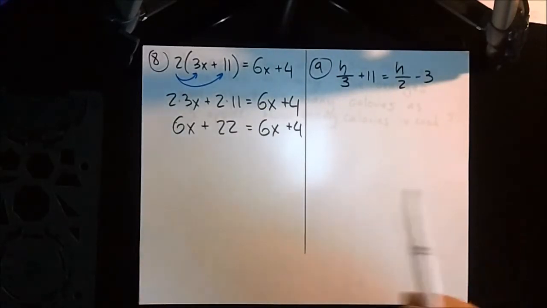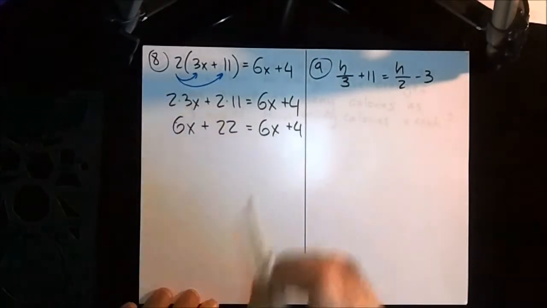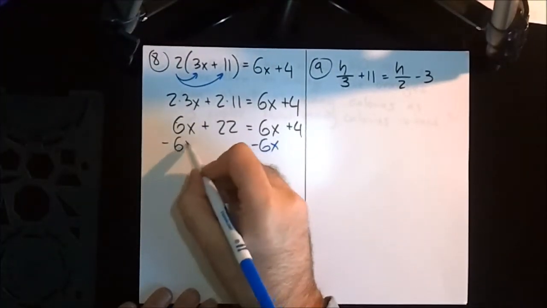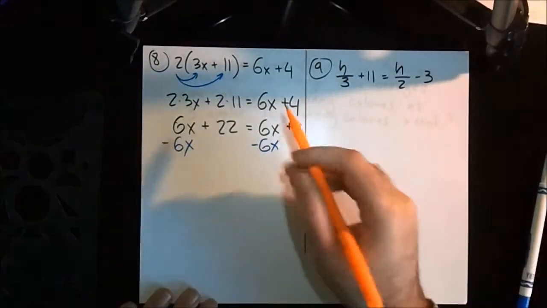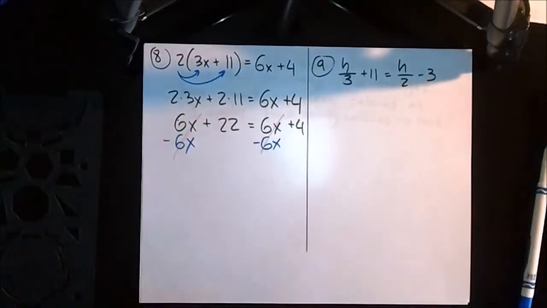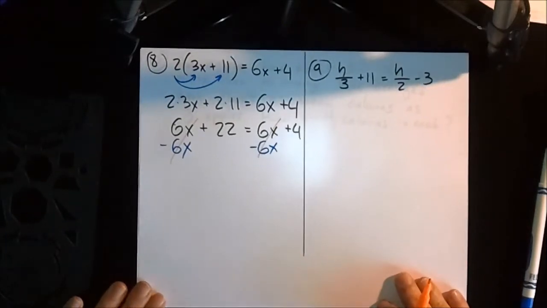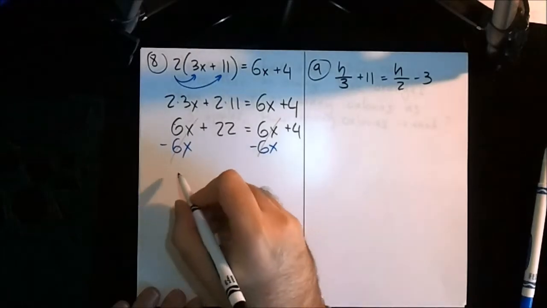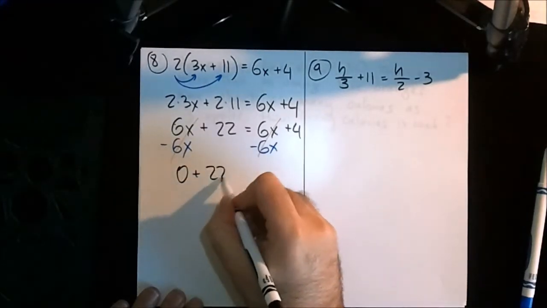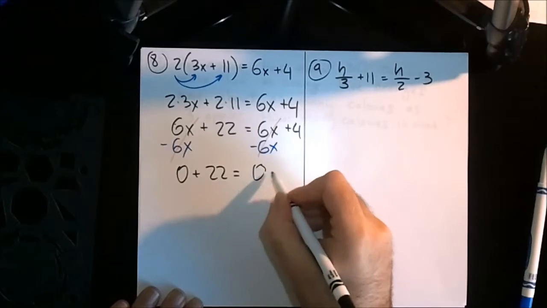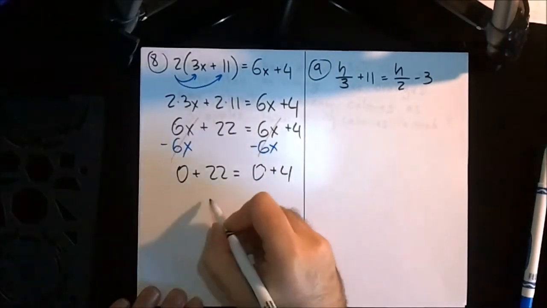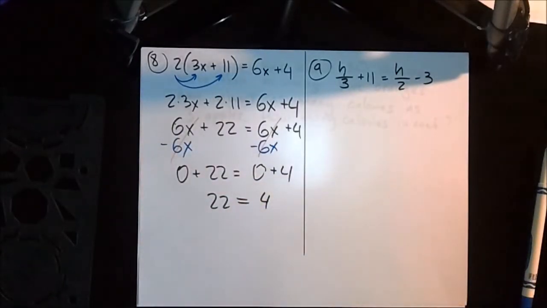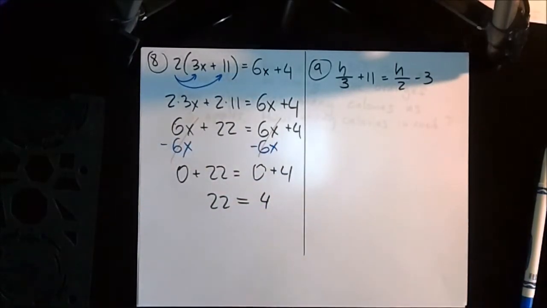So I'm going to choose the one on this side for no particular reason. How do I get rid of a 6x? By doing minus 6x, and of course I do it to both sides. So both of them cross out to a 0. Okay, that's kind of neat and convenient, you say. Which gives me 0 plus 22 equals 0 plus 4, which is 22 equals 4. And we all know that 22 does not equal 4.